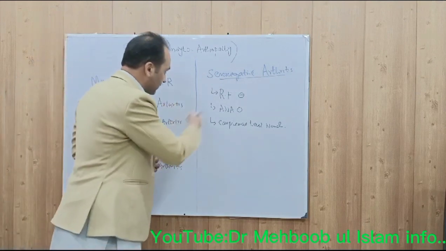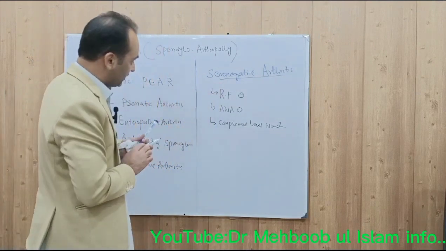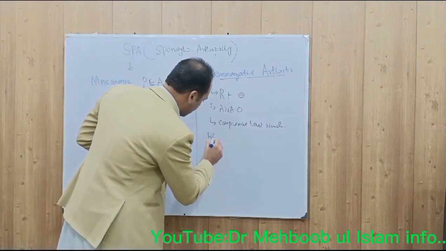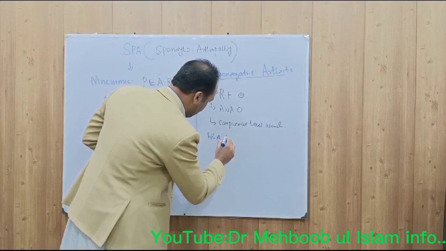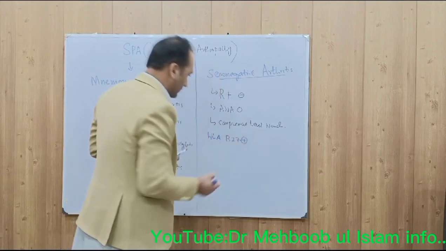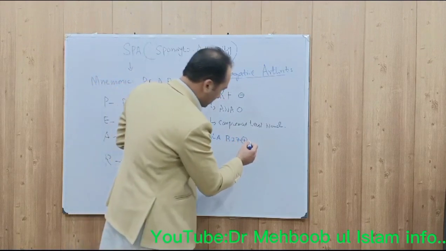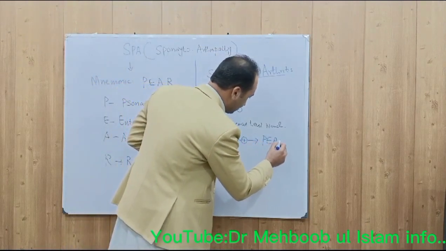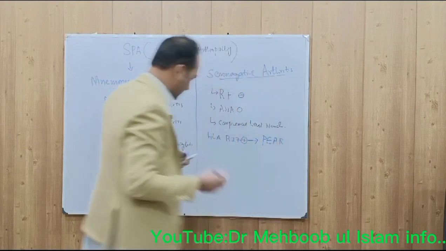And these conditions are associated with HLA-B27. So the PEER is HLA-B27 positive condition. Okay.